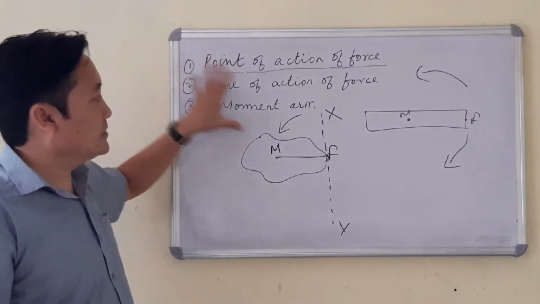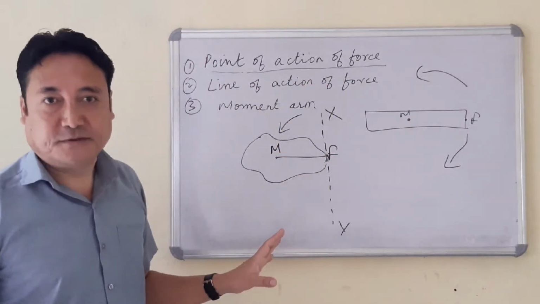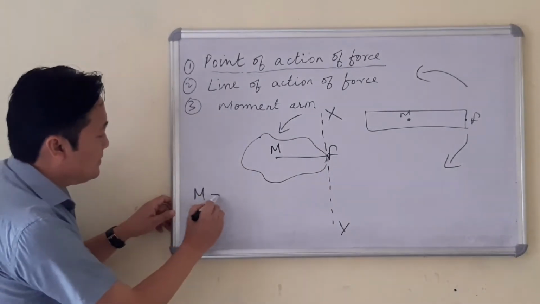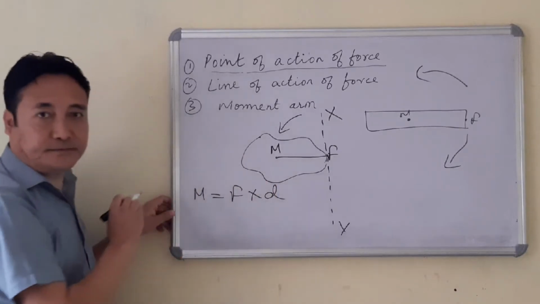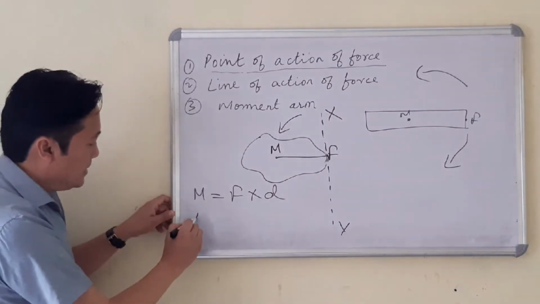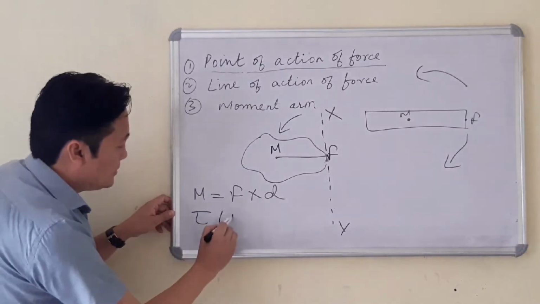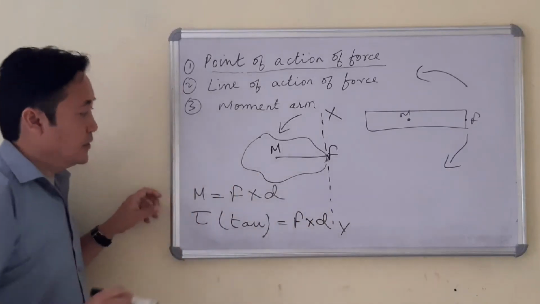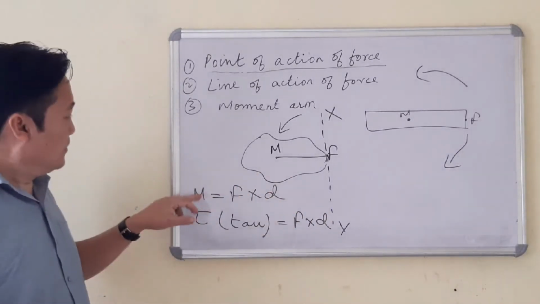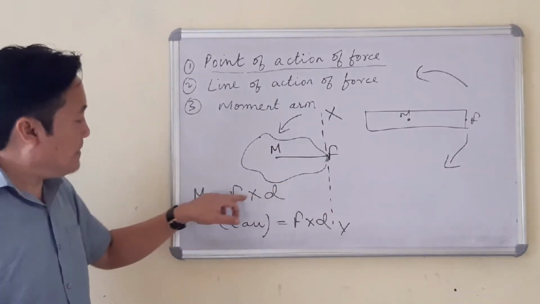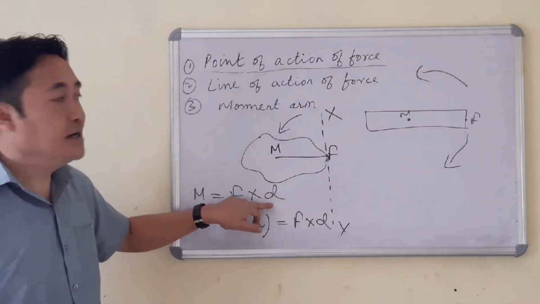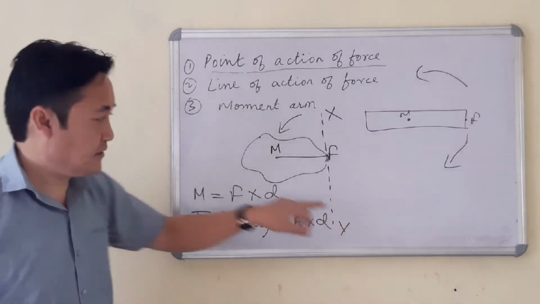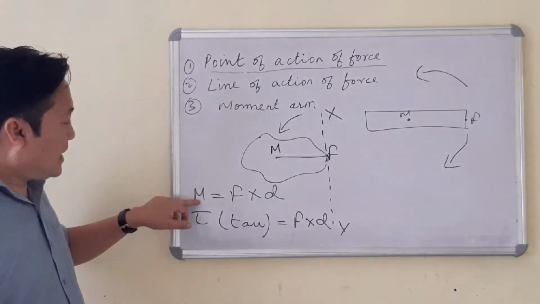So these are the three terms related to the moment of force. And therefore, when we define the moment of force, it can be written as M equals F into D. M can also be replaced by another term, which looks like T, but this is tau. So tau equals F into D. Moment of force is defined as the product of the magnitude of the force and the perpendicular distance from the axis of rotation to the line of action of force. That means moment of force can be calculated as M equals F into D.